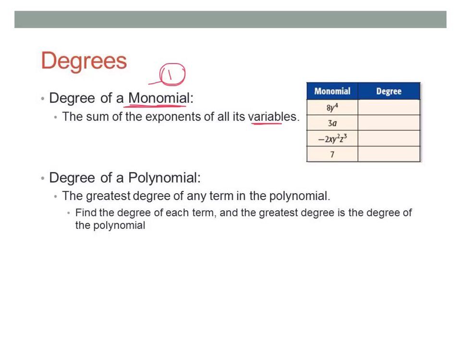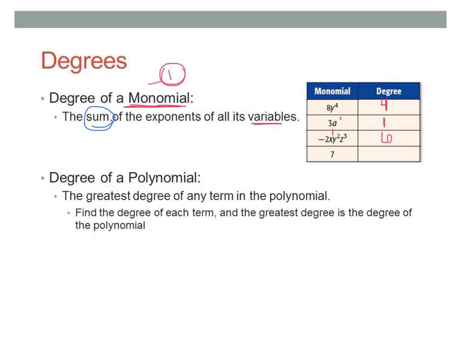So if we look over at this table here, 8y to the fourth, the exponent on the variable is 4, so it's degree 4. 3a has a degree of 1 because any variable without an exponent has a degree of 1. Now this next one, we're going to have to really use this. It's the sum part. So we have x to the first, y to the second, z to the third. Add those up. This has a degree of 6.